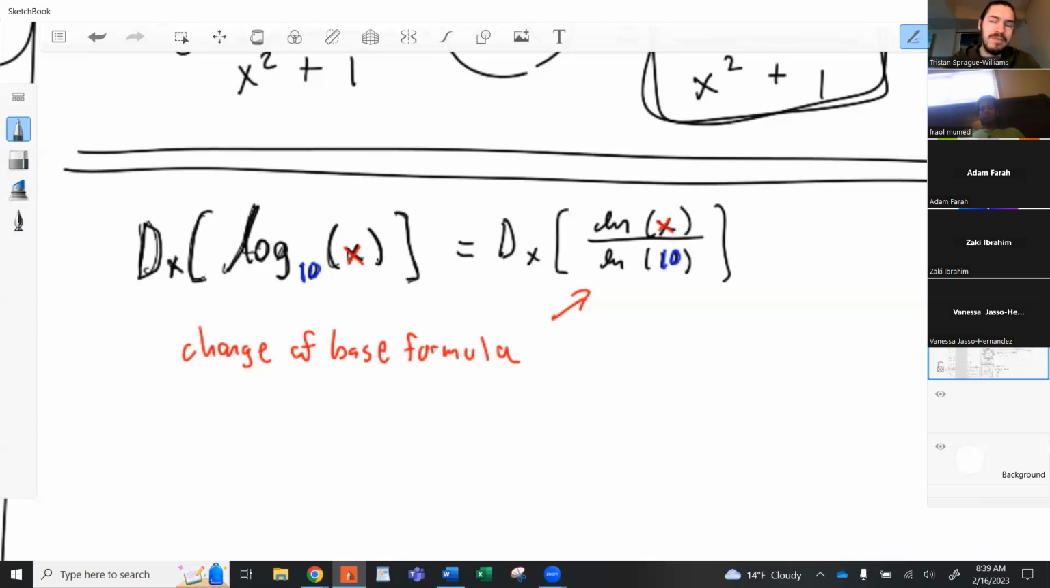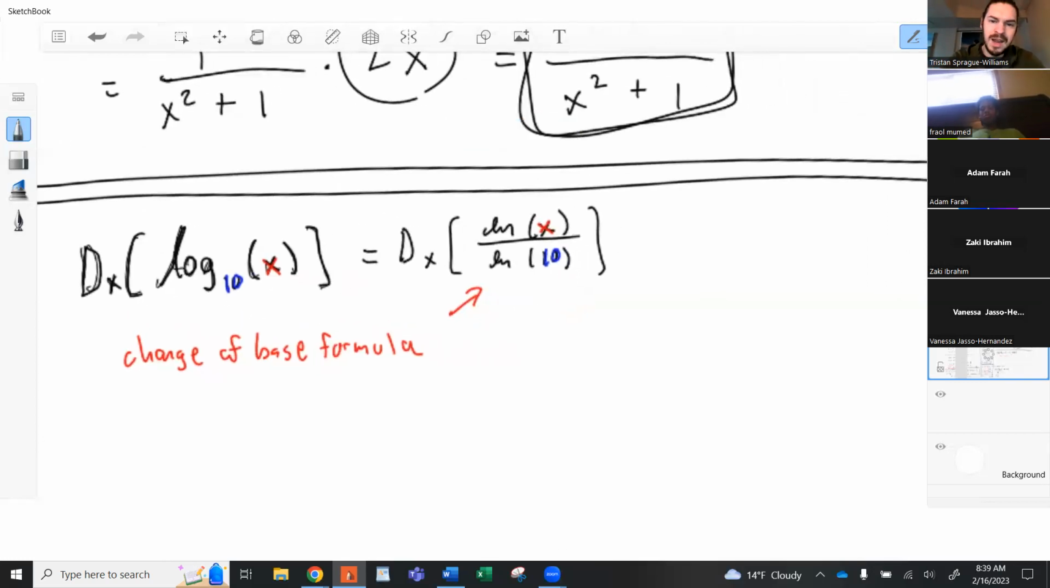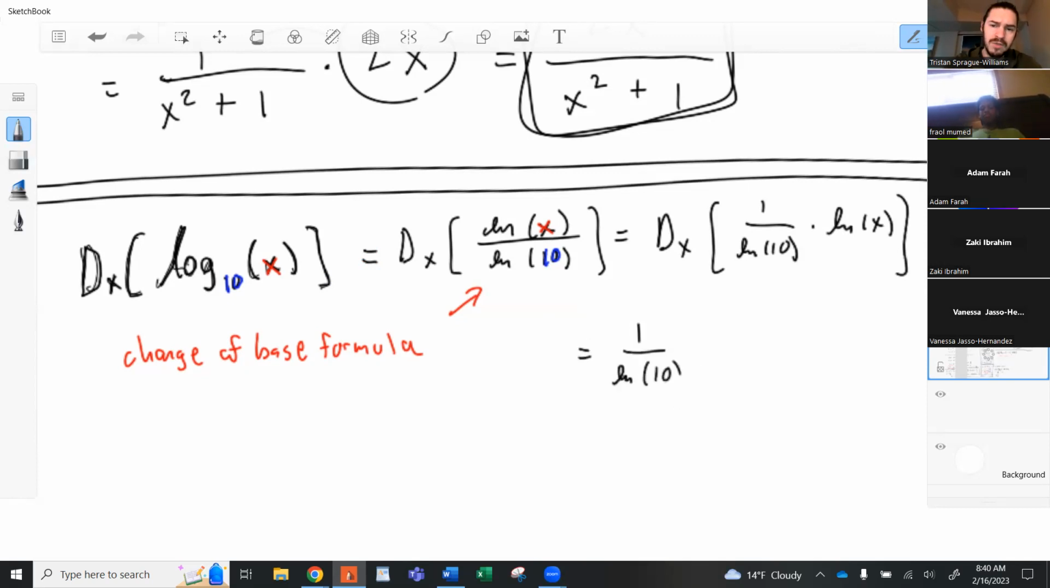So if this had been a log base 5, then we would have put a natural log of 5 in the denominator. This is the change of base formula. It comes from pre-calculus, so I won't go over a proof of it. That log of 10 in the denominator is just a constant. So I could think of this as 1 over the natural log of 10 times the natural log of x. Then I can apply the constant multiple rule and pull the 1 over natural log of 10 out of the derivative.